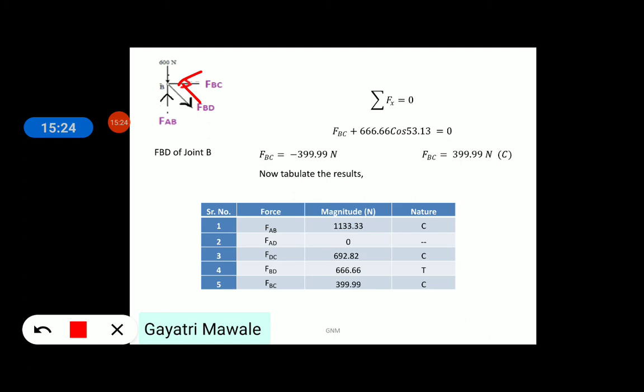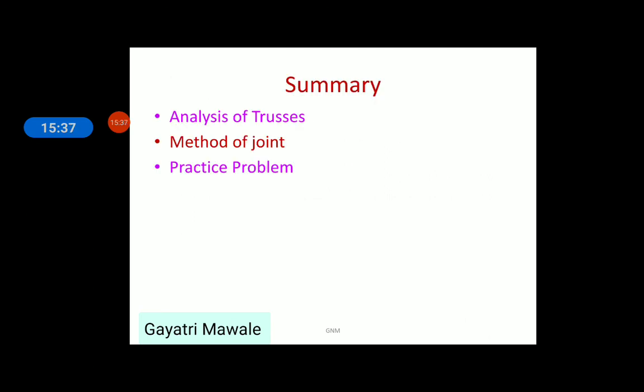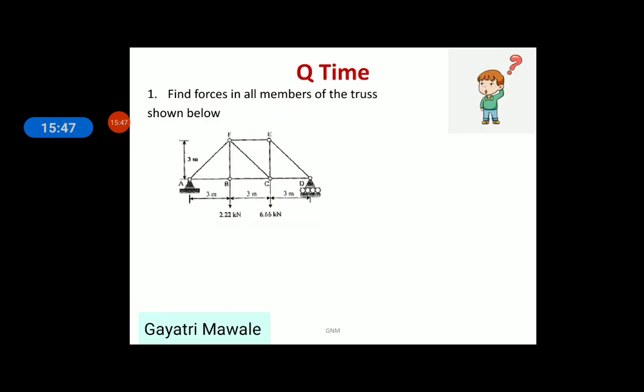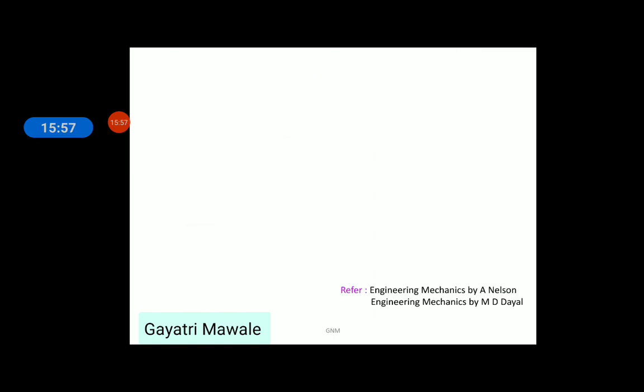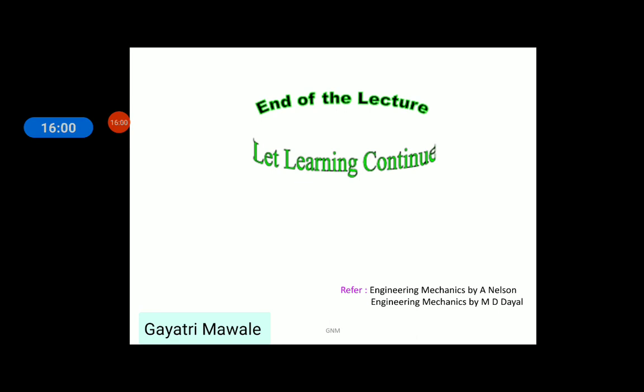Now whatever answers we have got for magnitude and nature of forces in different members, we can tabulate as shown here. In this lecture we have seen analysis of trusses by method of joints, and we have solved a practice problem. You can try this example and find forces in all members of the truss by method of joints. Thank you for being with me.